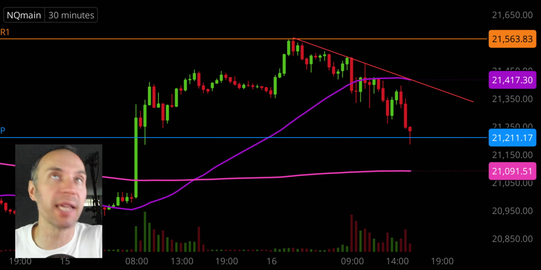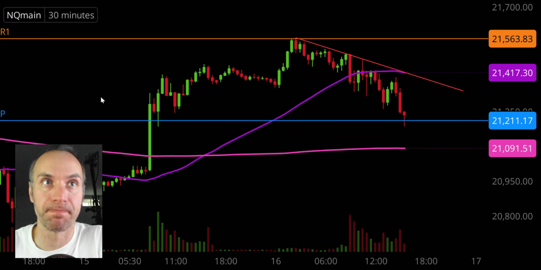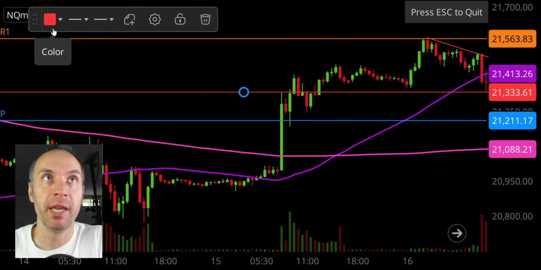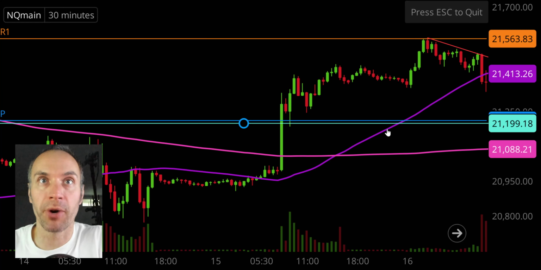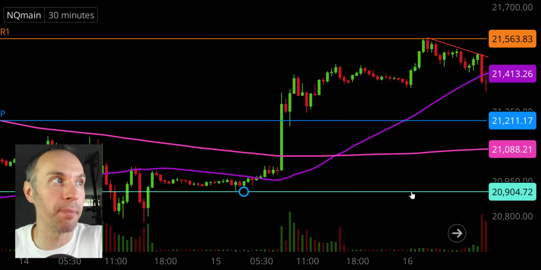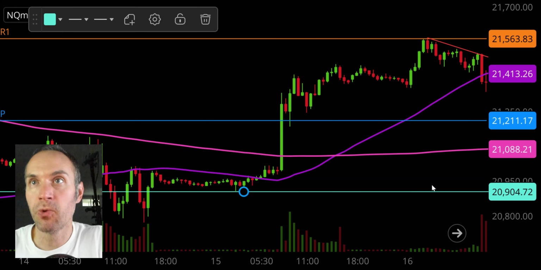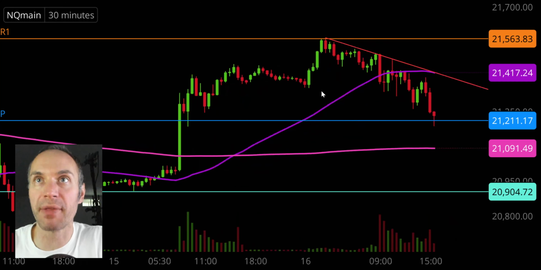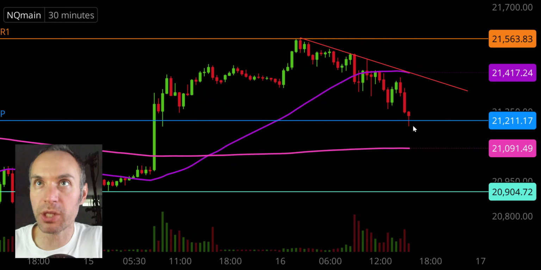And then just in case things get really, really sketchy, let me map out just one more area of support, so let me change that to green for support. And then you would have this area down here at the bottom part of this consolidation range, which sits down there right around, let's just call it the 2905 mark. So keep an eye on these levels moving forward for Friday, and we'll see if any of them do come into play.